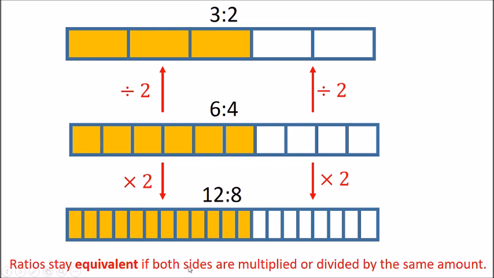So if you look at this text I've written for you at the bottom, this is really important. Ratios stay equivalent if both sides are multiplied or divided by the same amount. So it only works when you're multiplying or dividing. Ratios are not equivalent if you try and do the same thing with adding or subtracting. So this works, but it's only when we multiply or divide. And you can see why that happens by this bar.